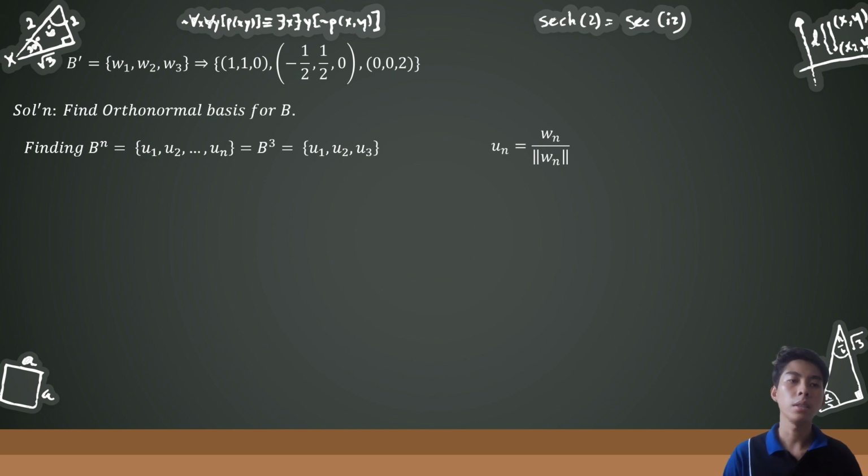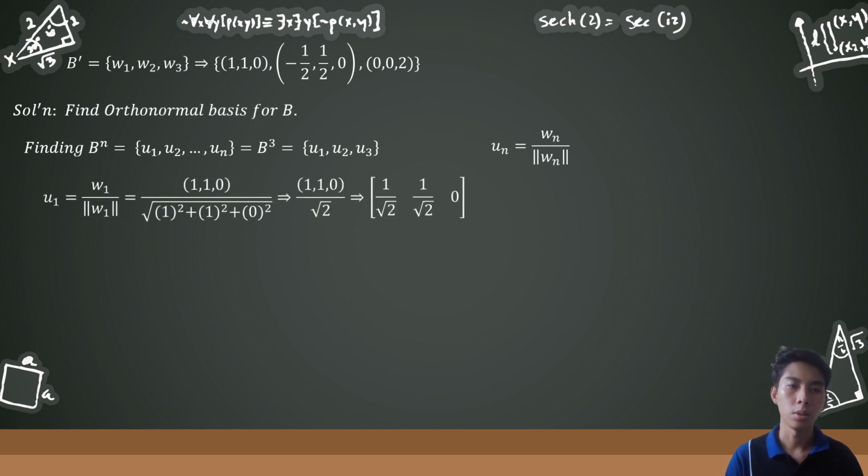So for u sub 1, how do we find it? In finding u sub 1, we simply use the given elements of the vector w sub 1. So we have u sub 1 is equal to w sub 1 all over the unit length of w sub 1, which is equal to the vector 1, 1, 0 all over the square root of 1 raised to 2 plus 1 raised to 2 plus 0 raised to 2.